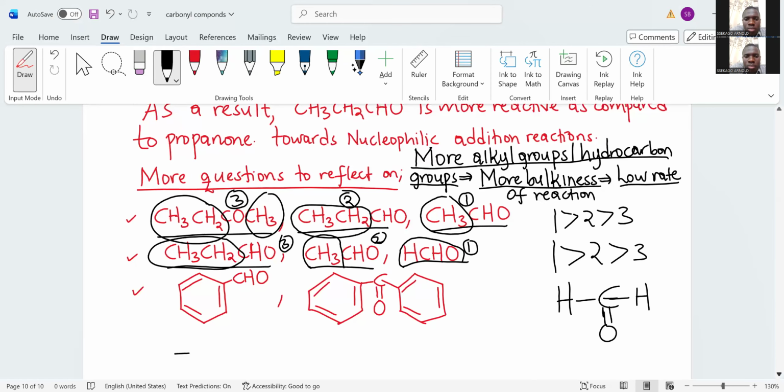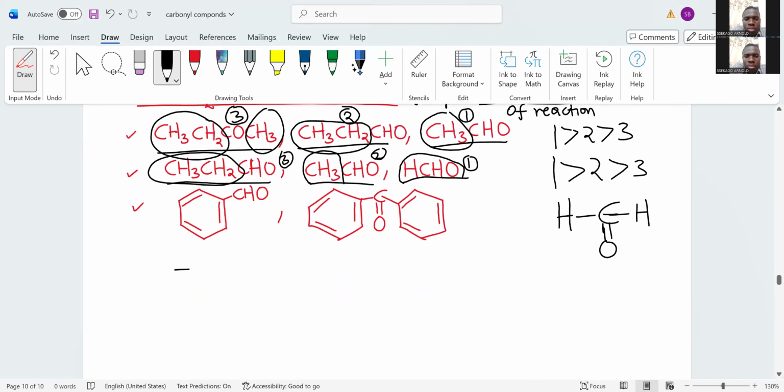Bullet 3, I have benzaldehyde and diphenyl methanone. Benzaldehyde and diphenyl methanone. Now, these are aryl groups.